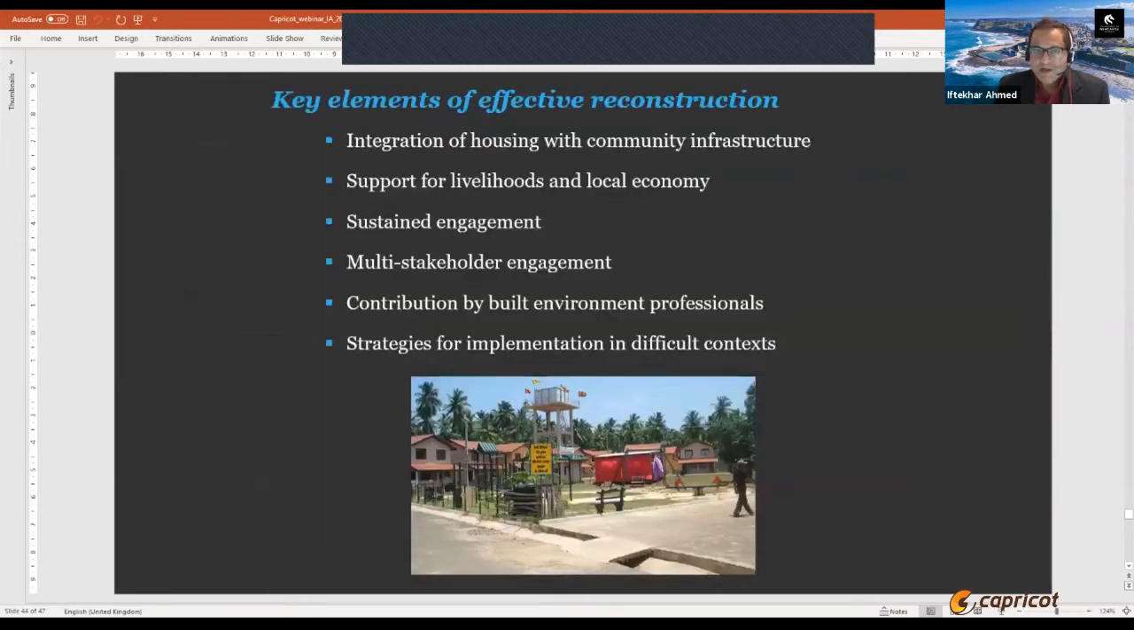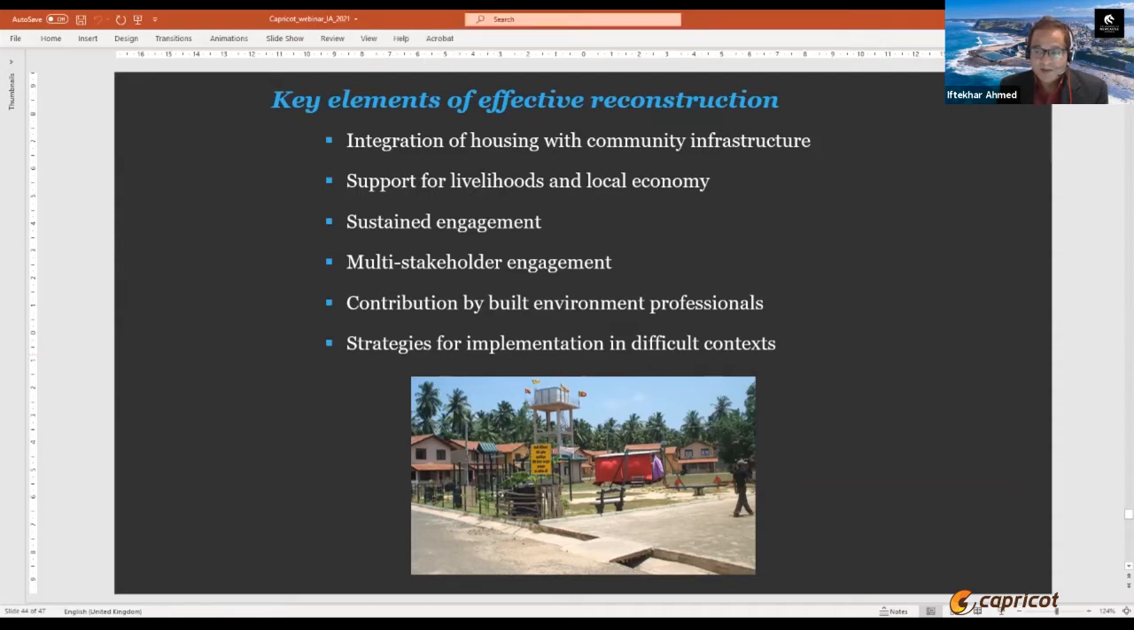So some of the key lessons that can come from these projects: firstly, housing has to be integrated with community infrastructure. It's not just building houses, but it's this whole gamut of supports and services. And particularly livelihoods, very important. Every time there's a disaster, you go to a community and ask them what you need. We need to get our jobs back. And it's both in global South and global North countries.